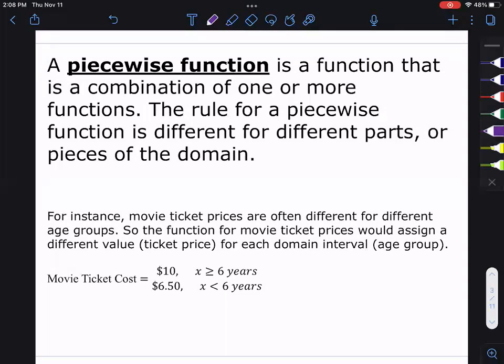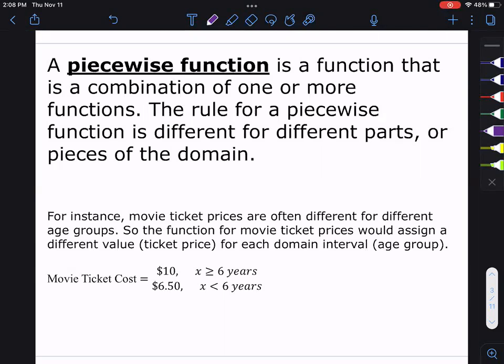The top of this just restates what I just said, but down here at the bottom, we have a real life example. For instance, movie ticket prices are often different for different age groups. So the function for movie ticket prices would assign a different ticket price for each domain interval, which would be each age group.